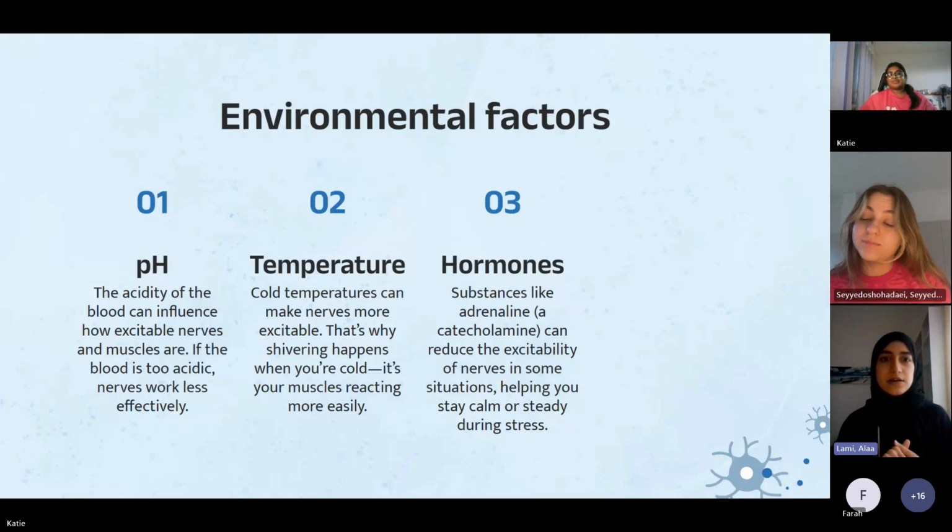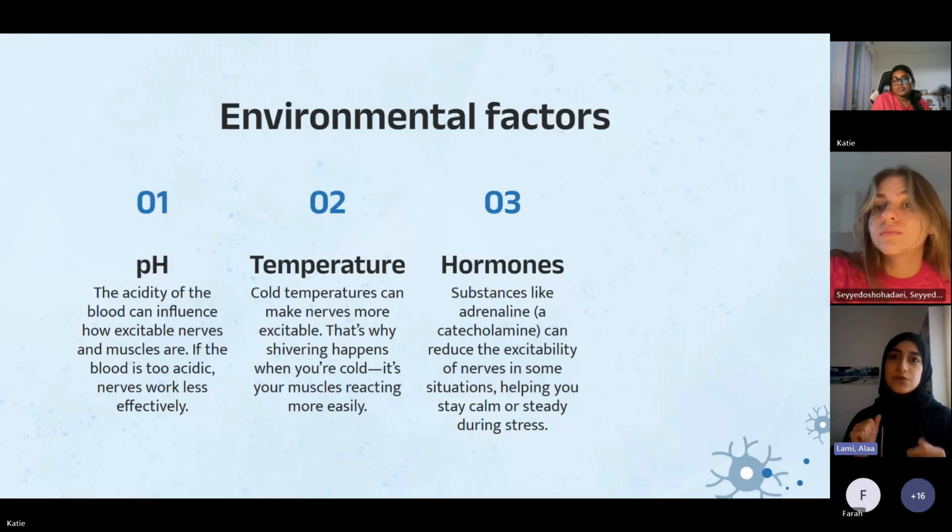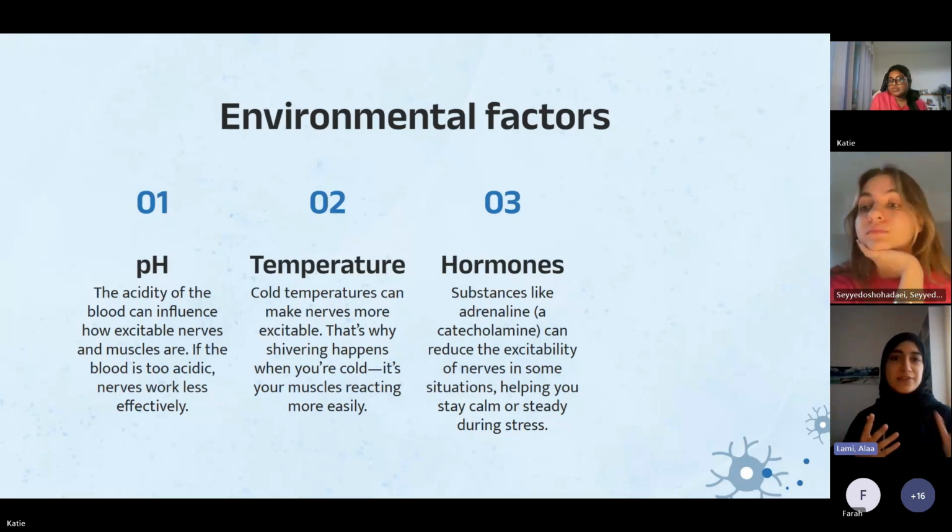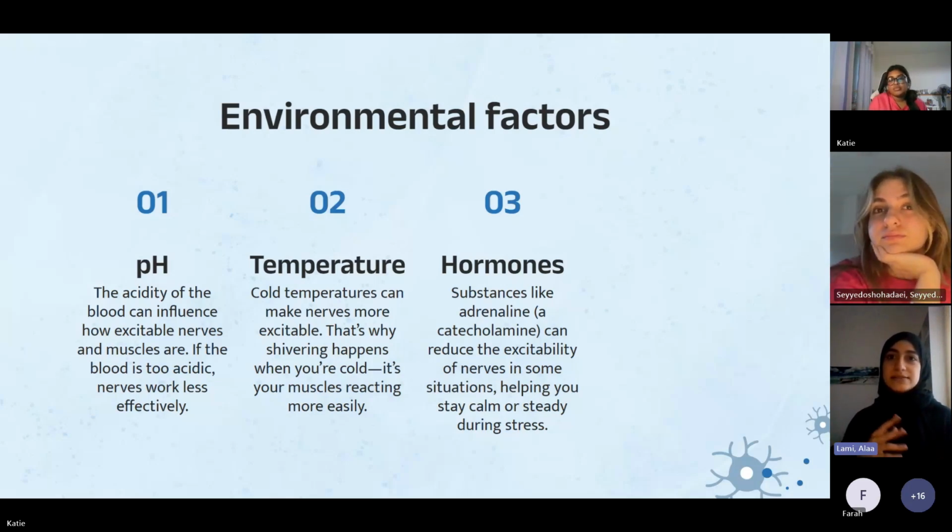As for hormones, substances like adrenaline can reduce the excitability of nerves in some situations, helping you stay calm or steady during stress. So we know about the sympathetic nervous system being fight or flight and parasympathetic being rest and digest. So it's relevant to that.